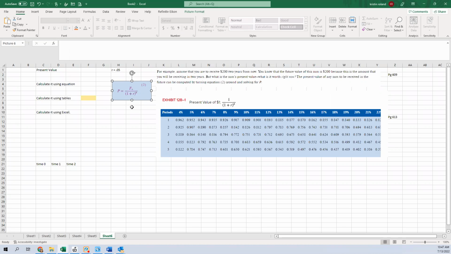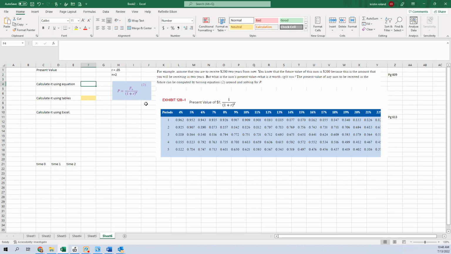So let's use the equation, which almost no one does, but we're going to go ahead and do it here. This says that the present value, the P, is equal to the future value over 1 plus R. R is the interest rate, and they told us in this problem that R is 0.05 or 5%. So the present value is the future value over 1 plus R to the nth power, and n is the number of periods. Here they tell us 2 years, so n is equal to 2.